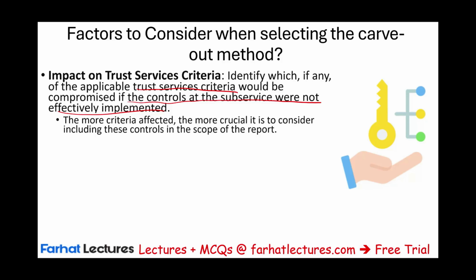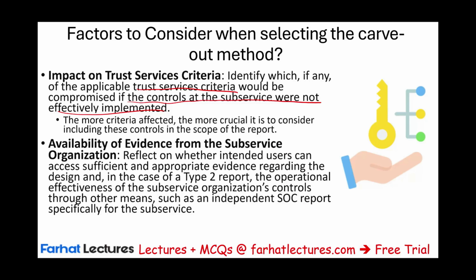Also, you want to take a look at the availability of evidence from the subservice organization. You have to reflect on whether the intended user can access sufficient and appropriate evidence regarding the design, and in the case of a Type 2 report, the operating effectiveness of the subservice organization's controls through other means, such as an independent SOC report specifically for the subservice organization. See if there are other methods. If there are other methods that the user can rely on, then fine, we don't need to include them. Then you can consider the carve-out method.